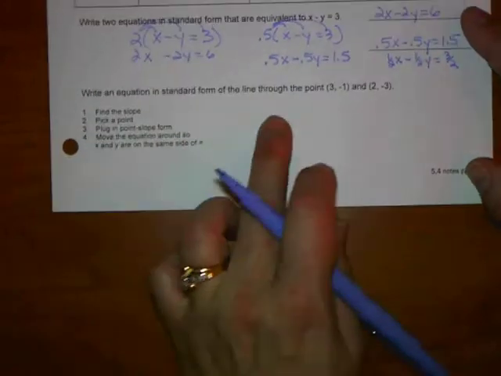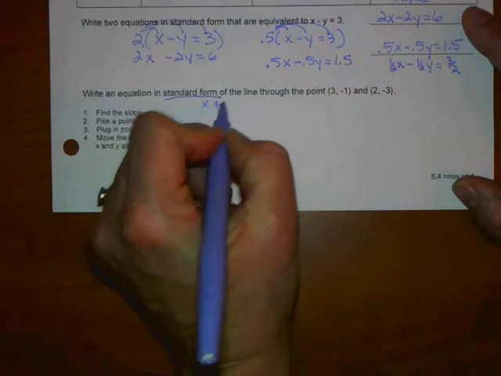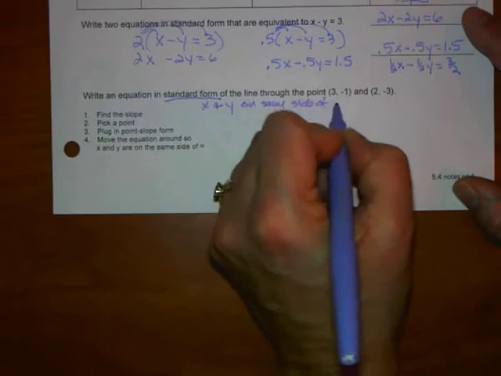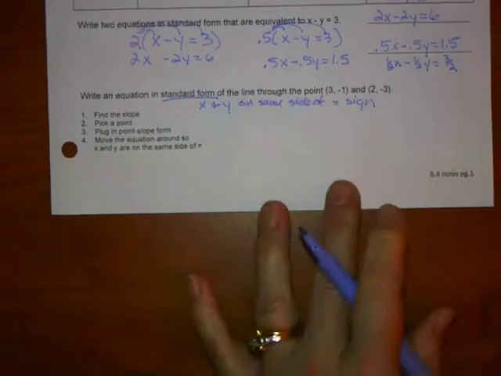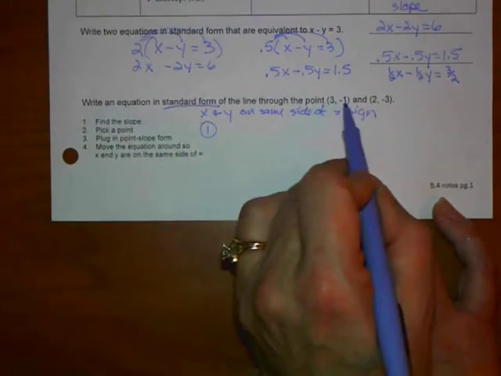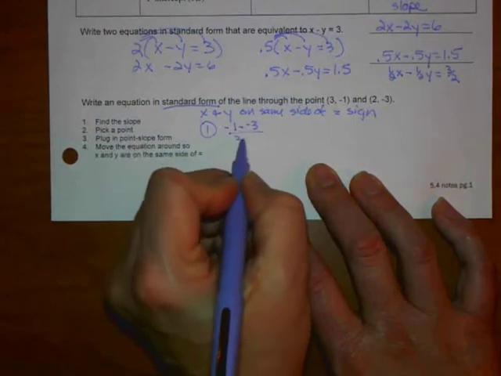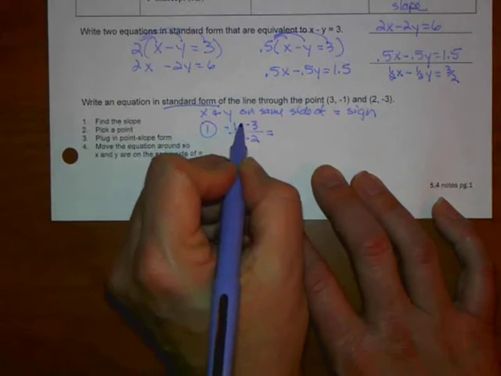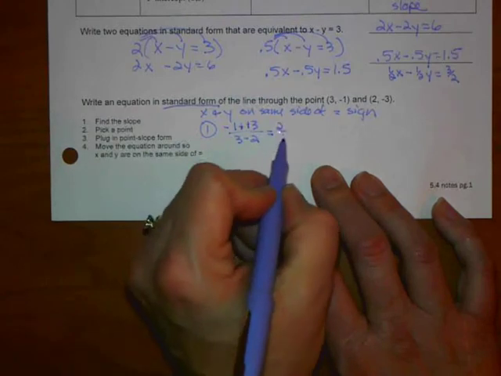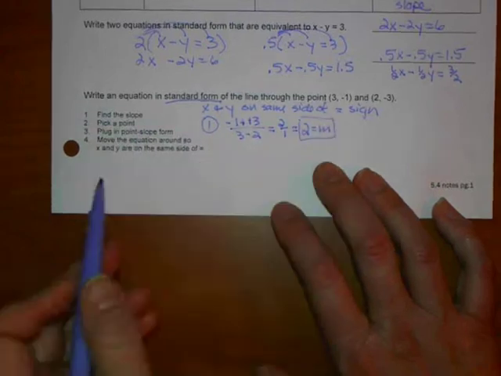Write an equation in standard form of the line through this point. So I've got to do standard form. That means x and y on the same side of the equal sign. Okay? So I wrote some steps here. First you find the slope. So let's do step 1. I'm going to subtract my y's, -1 minus a -3, and subtract my x's. This becomes plus plus, so I have -1 plus 3, which is 2, over 1. My slope equals 2. M equals 2, okay?